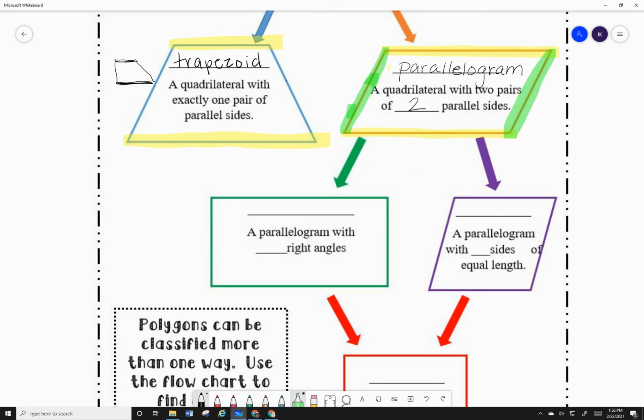So let's look at this first shape in the third layer of our flowchart, the green shape. This is a parallelogram that follows the same rules as the one above it. It has two sets of parallel sides, so both the sides and the top and the bottom are parallel, just like the parallelogram, but it has one other rule that goes with it.